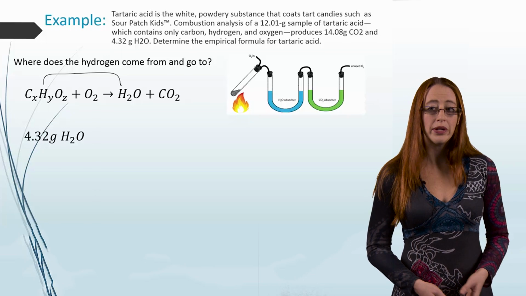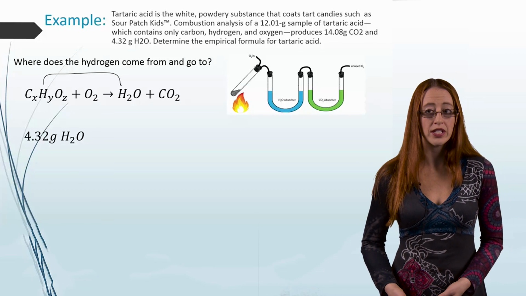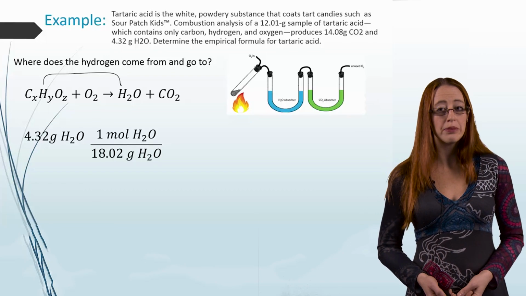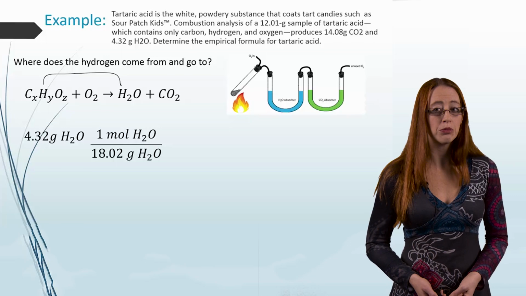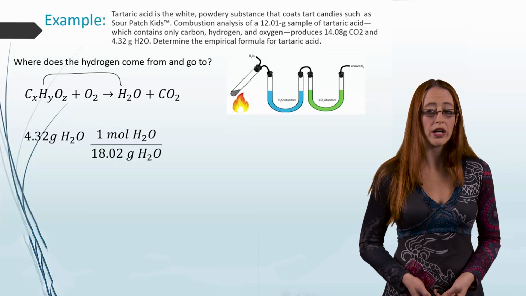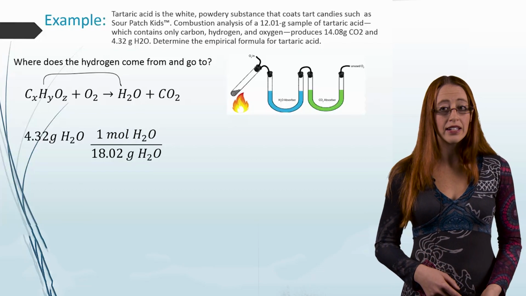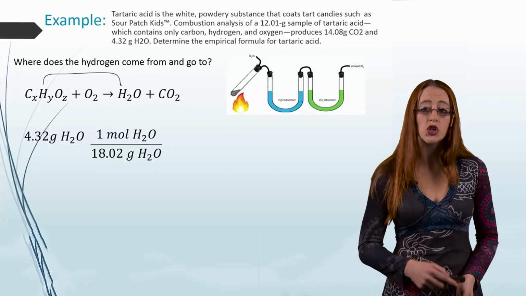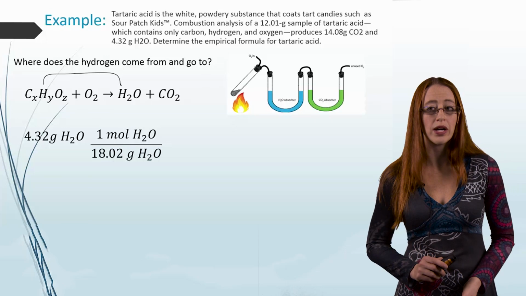From here, we can convert into moles of hydrogen. We have to be a little bit more careful with this one though. So the first piece is the same. We divide by our molar mass in order to get our moles of water. Now here, we need to make sure that we're careful about our subscript. There's 2 hydrogens for every water, not just 1.